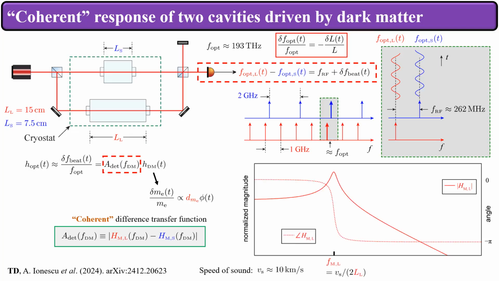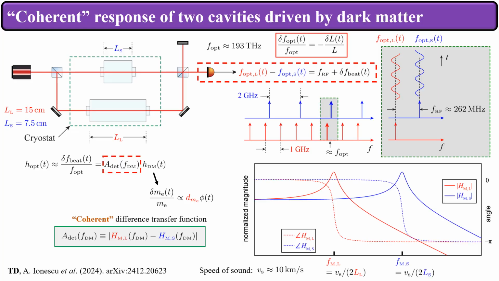Since we're measuring the difference frequency, A depends on the coherent difference mechanical transfer function, which can be visualized as follows. These red curves show the amplitude and phase of the long cavity, with the resonance frequency dependent on the length. Similarly, the blue curves are for the short cavity, and the dashed black curve is their coherent difference. If you park your dark matter frequency in the gray region, these cavities oscillate 180 degrees out of phase, similar to the gravitational wave detector's behavior we were aiming for.